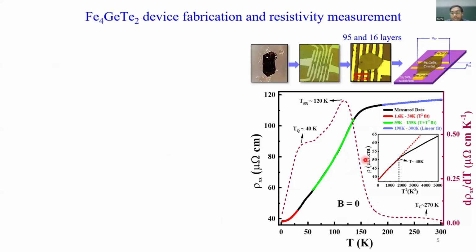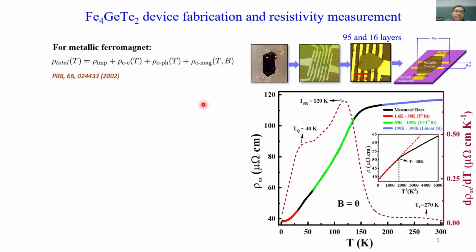And if we take the derivative of the resistivity curve, which is shown as the red dotted line, we can see a kink around 120 Kelvin, which is close to the spin orientation transition. Near the magnetic transition, we have not seen a significant change, but we have seen a significant change near 40 Kelvin, which I will explain later. But before that, I would like to focus on the scattering mechanism in this compound.